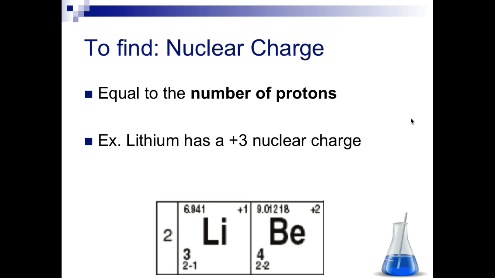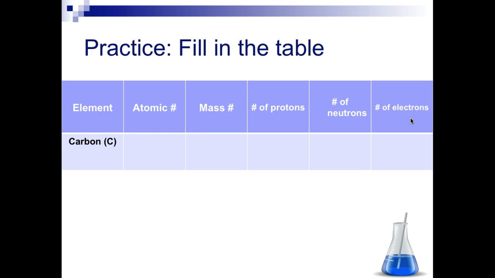To find the nuclear charge for the atom, the nuclear charge is equal to the number of protons. That should make sense because the only subatomic particle in the nucleus that is charged is the proton. Neutrons have no charge. The protons are what's charged. And so for lithium, since there are 3 protons in the nucleus, it has a charge of +3. Remember, each proton has a +1 charge.